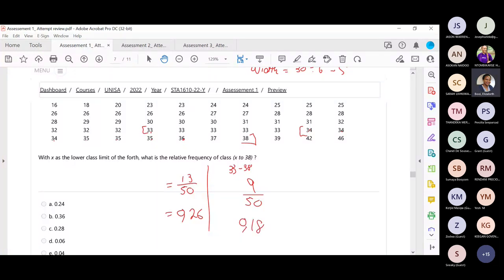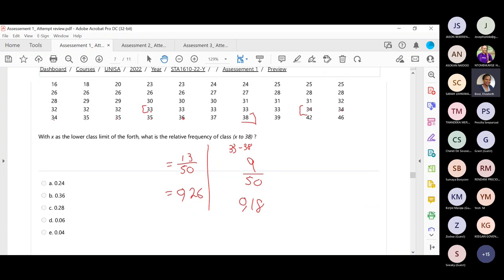0.18, which also is not any of these answers. The last one, which is not the correct way of doing the frequency distribution, includes from 33 up until 38: 1, 2, 3, 4, 5, 6, 7, 8, 9, 10, 11, 12, 13, 14. 14 divided by 50 is 0.28. Which actually is incorrect, right?